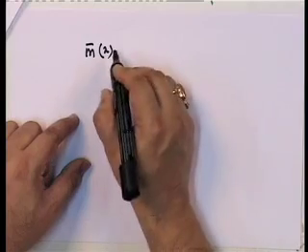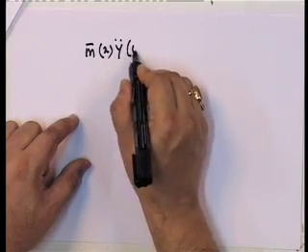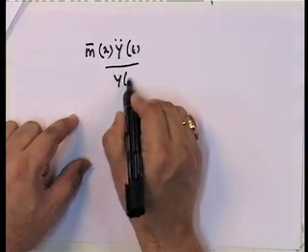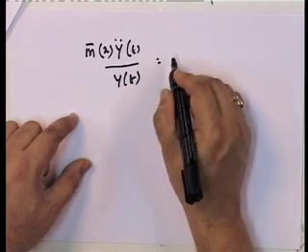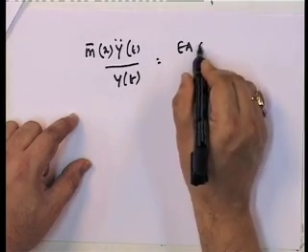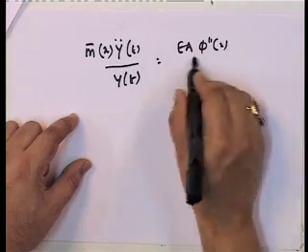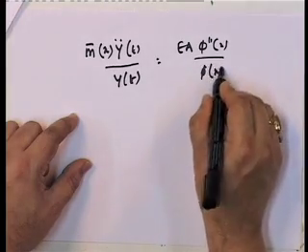We get m bar x y double dot of t upon y of t is equal to Ea phi double prime x upon phi x.